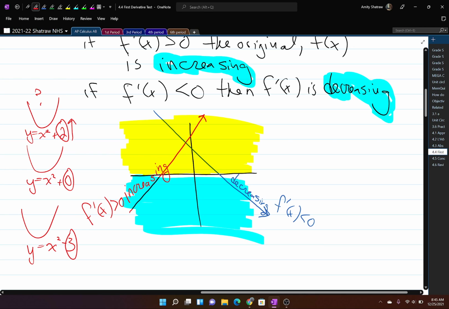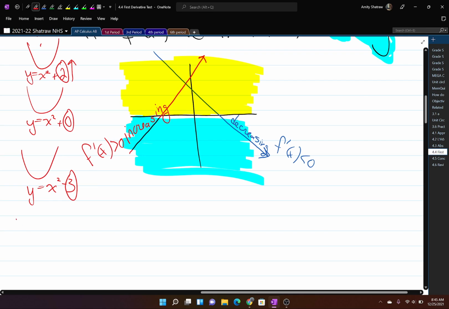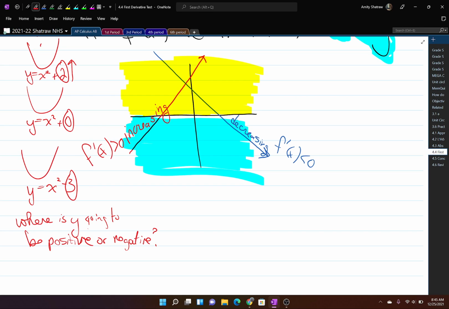So I've lost the ability to say where y is going to be positive or negative. That's something I don't know at this time. Okay, so I'm not going to be able to talk about that at this moment, but we're going to get to it. It's definitely on the list of things to do.